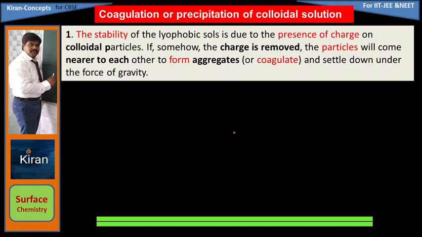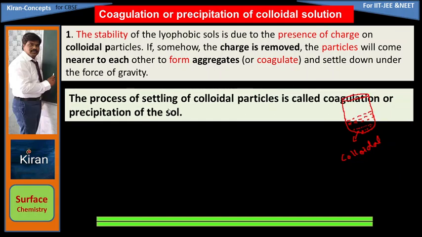If charge is there, okay. When you remove the charge, all the particles will come and settle at the bottom of the container. All colloidal particles are stored at the bottom of the container. So this is water, and these are the colloidal particles. So this process is known as what? Coagulation. The process of settling of colloidal particles is called coagulation or precipitation.